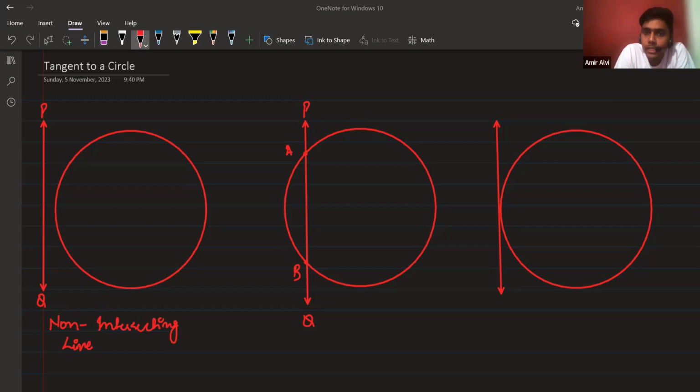So see that 2 common points are there on the line PQ. Yes or no? Two common points are there. It's basically lying on the PQ line. Clear? Yes, sir. So basically this line is called a secant. Secant. Clear? Secant.